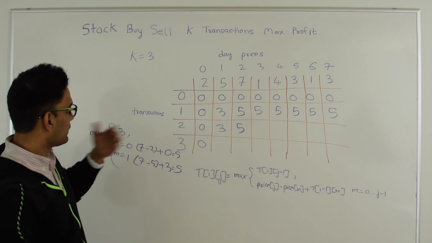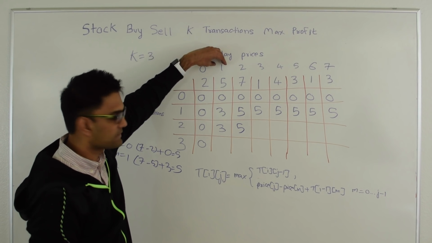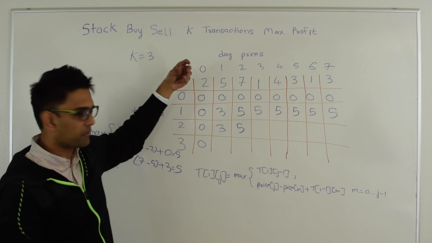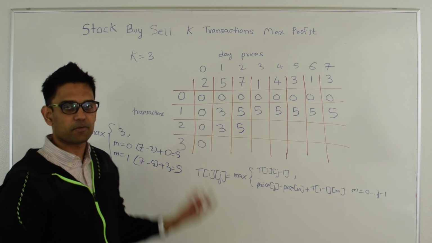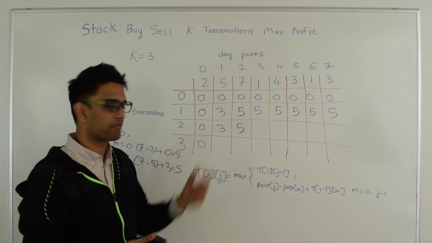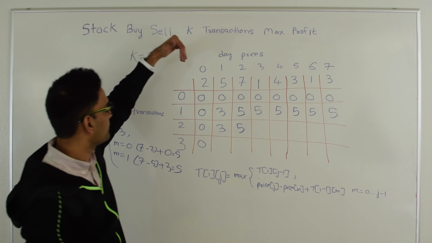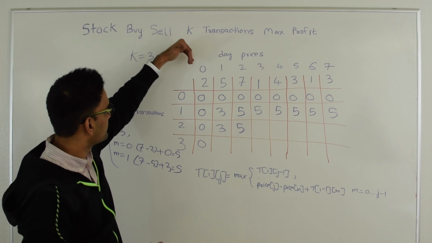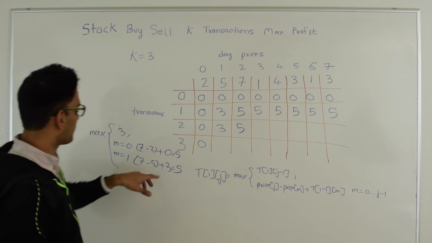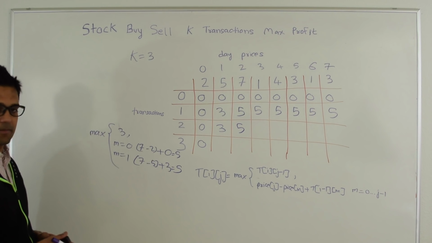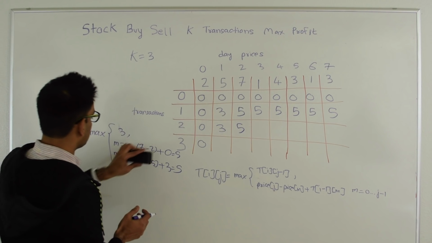Either you buy on the first day and sell on the second day, which makes a profit of 3, and then buy on the second day and sell on the third day, which makes a profit of 2, giving you a total profit of 5 since you have 2 transactions. Or you can just do one transaction, buying on the 0th day and selling on the second day and making a total profit of 5, which is why both of them came out to be 5. So let's do day 3.